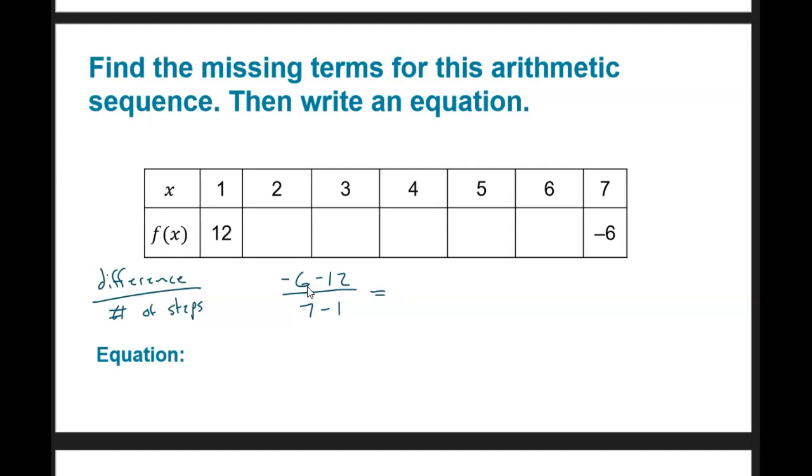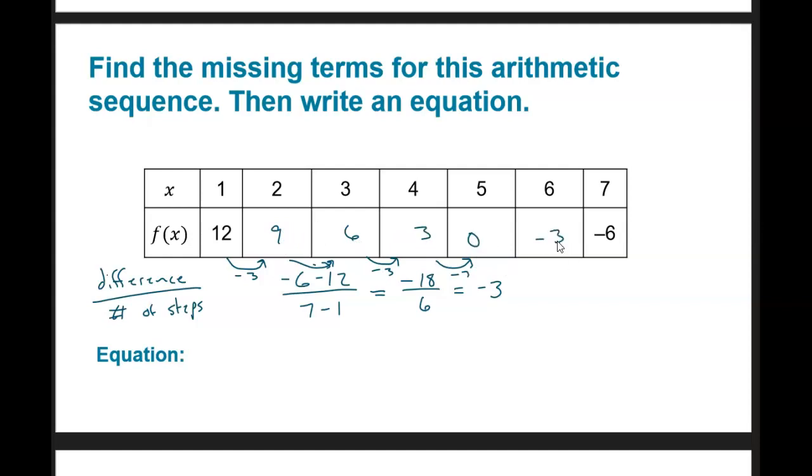So negative 6 minus 12 is negative 18. 7 minus 1 is 6. And negative 18 divided by 6 is negative 3. So that's our step at each one, negative 3. That's our common difference. Negative 3, negative 3. We have 9, 6, 3, 0, and negative 3.